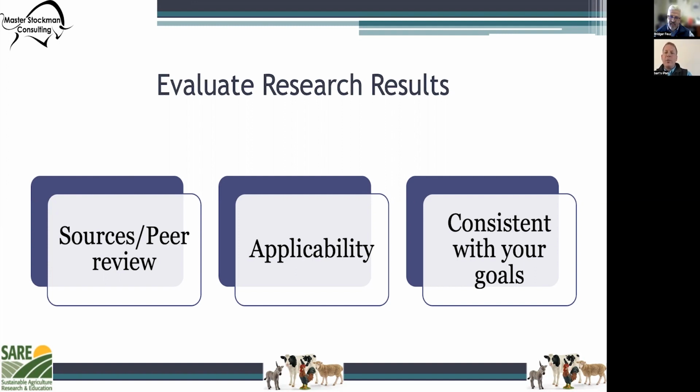You'll want to go through this process in steps. These steps are looking at the sources of the research and a peer review, determining the results' applicability to your operation, and finally, to see if these results would be in line with your operation's goals. Let's look at this first step.